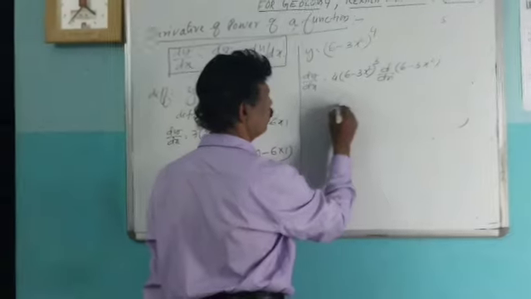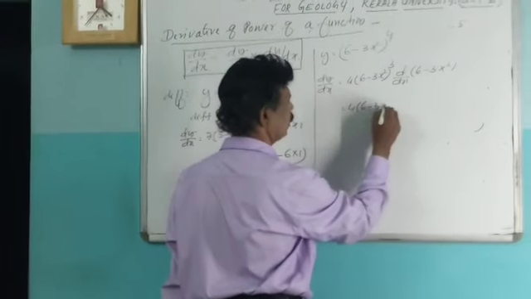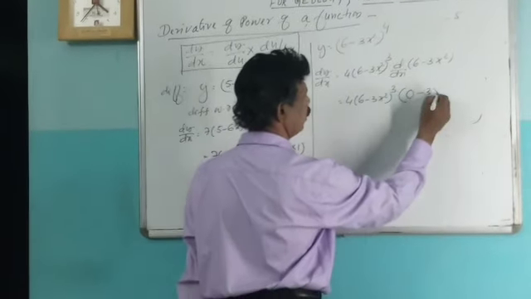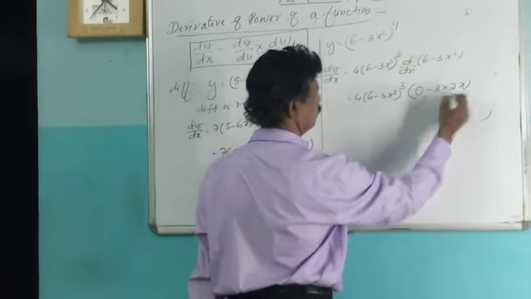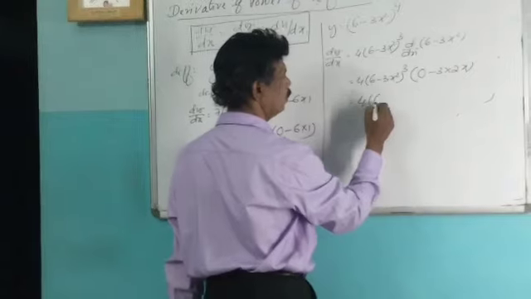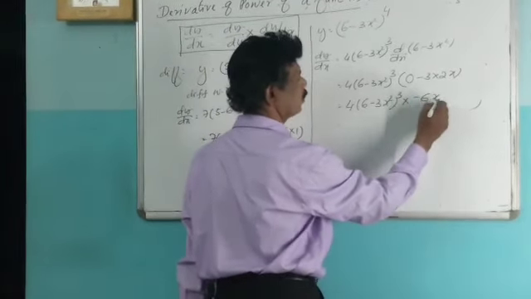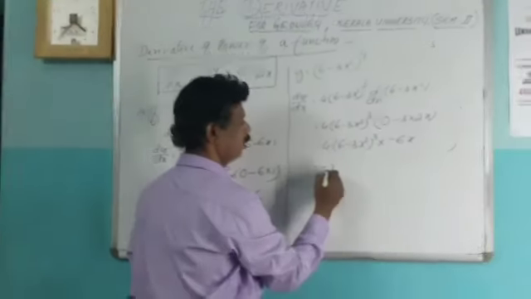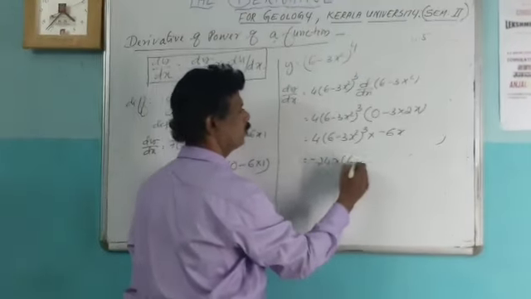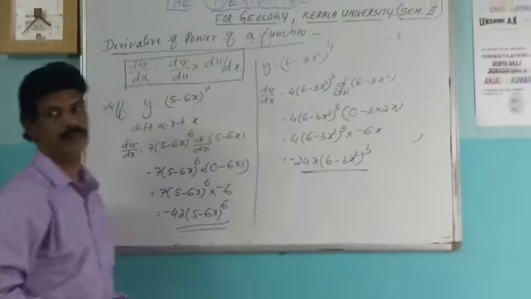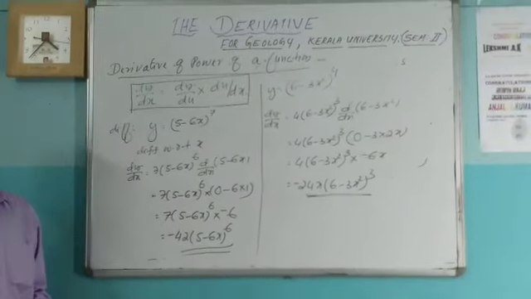That is 4 into (6 - 3x square) the whole raised to 3 into derivative of 6, which is 0, minus 3 into derivative of x square, which is 2x. That is 4 into (6 - 3x square) the whole cube into minus 6x. Okay, that is minus 24x into (6 - 3x square) the whole cube. Any questions?